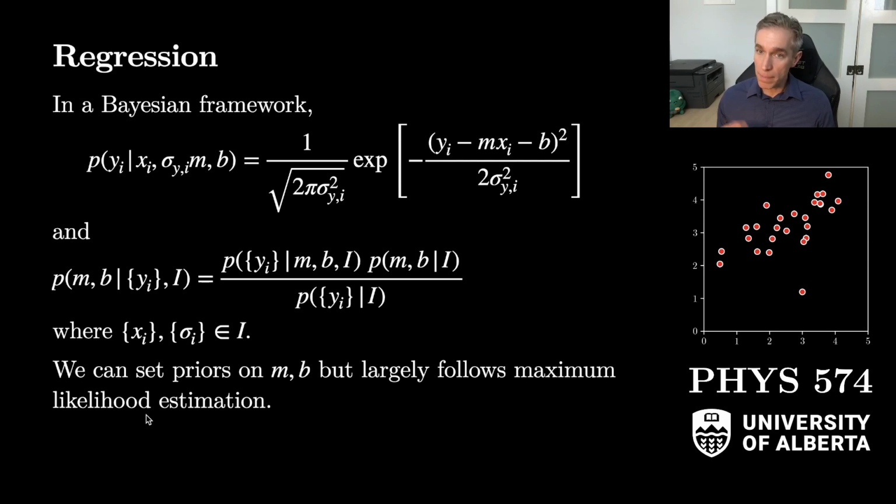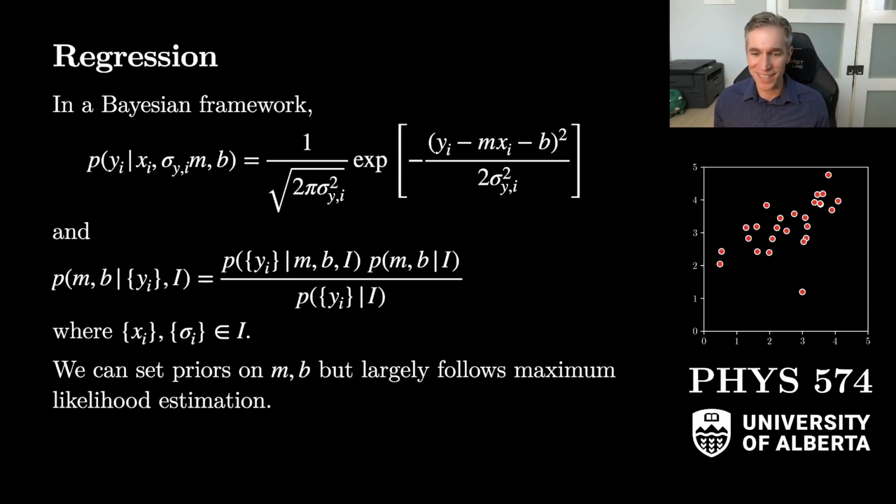And then using Bayes' theorem, we can determine what the slope and the intercept are as conditioned on the set of the data and the background information. And because we're in linear least squares, where our xi and our sigma i are perfectly known, those just become part of our background information. So they're just kind of coming along for the ride. And then we get our likelihood expression here. We get our priors on the slope and the intercept, and then we get the probability of drawing the data from the background. So we set priors on m and b, but this largely follows everything we've seen before on maximum likelihood estimation.